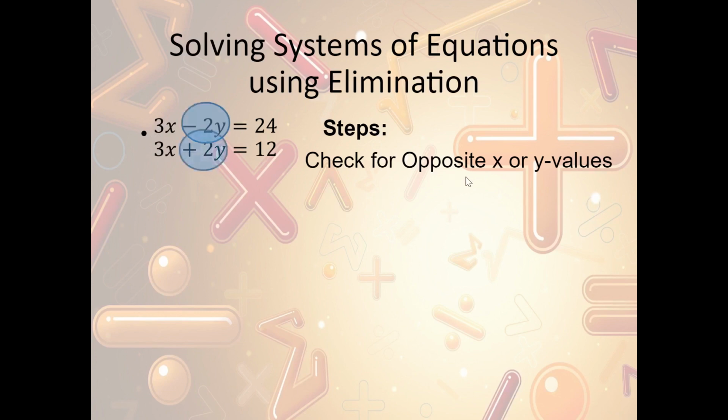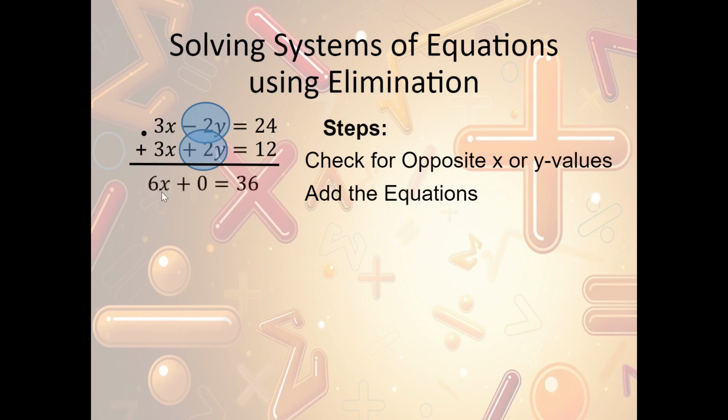So if we have opposite x or y values, we're going to go ahead and add the equations together. So we're going to add the entire equation. So we'll add these up. So we add 3x plus 3x and we get 6x. Negative 2y and 2y is equal to 0, right? So that's the elimination part. We eliminated the y's. And then 12 plus 24 is 36. So we end up with 6x is equal to 36.